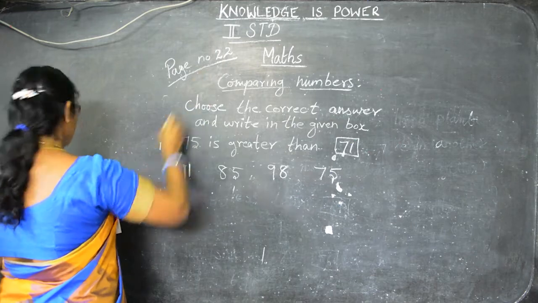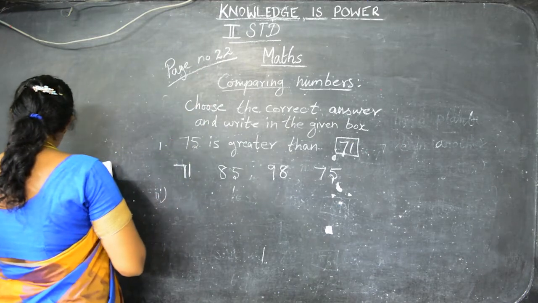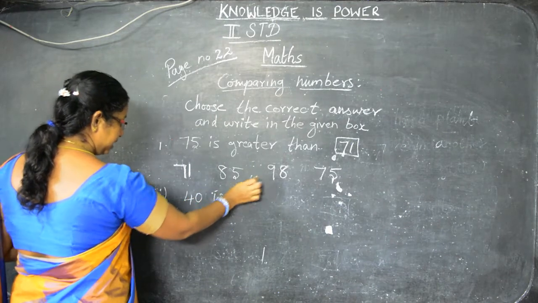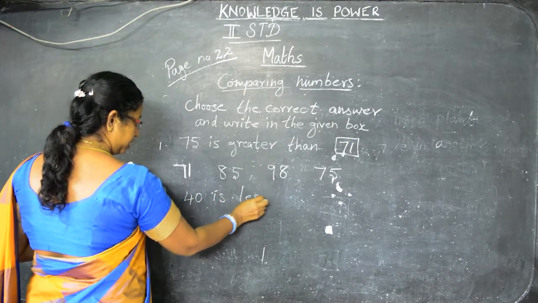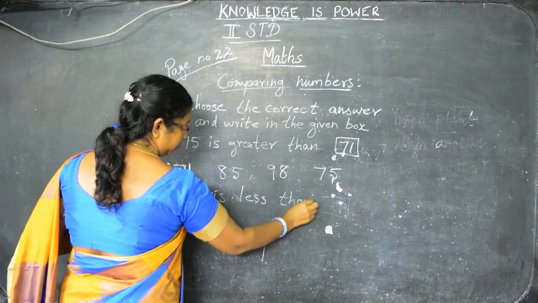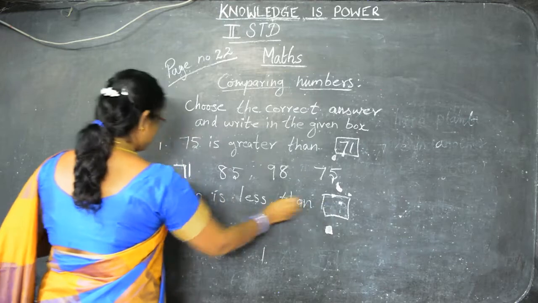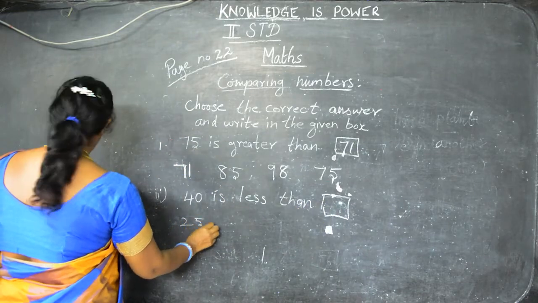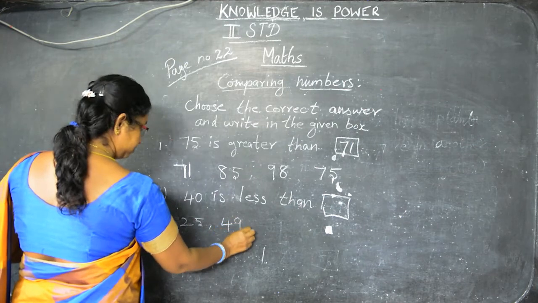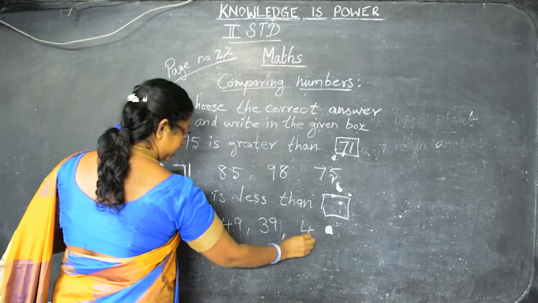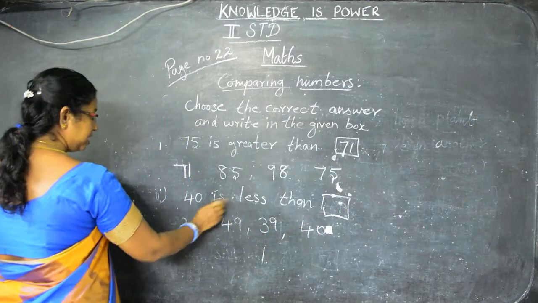See in the page number 22. All of you take page number 22. 40 is less. 40 is less than. Box is given here. The options are 25, 49, 39, then 40. 40 is less.